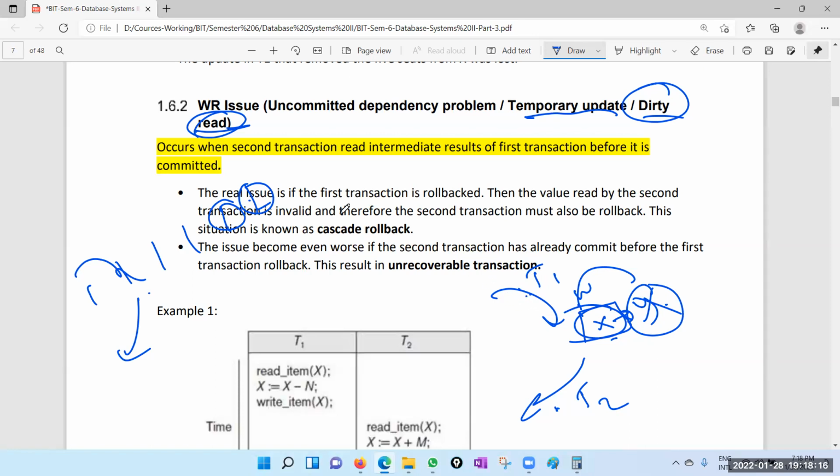So that is the write read issue. Or temporary update, or dirty read. Actually, this is a dirty read. So that is the second possible issue: write read, or the dirty read issue.